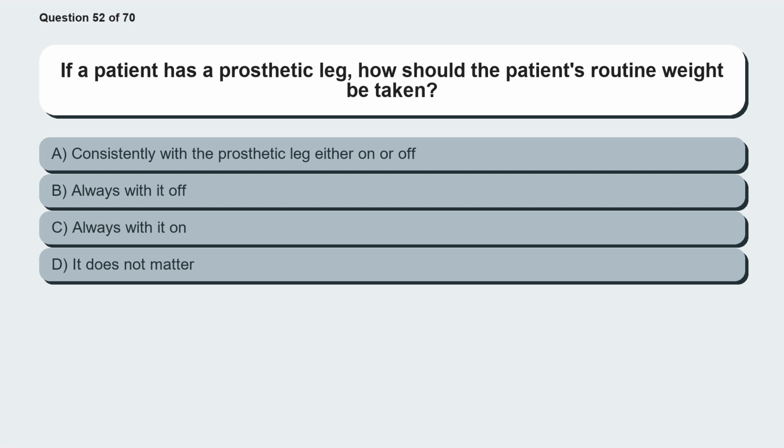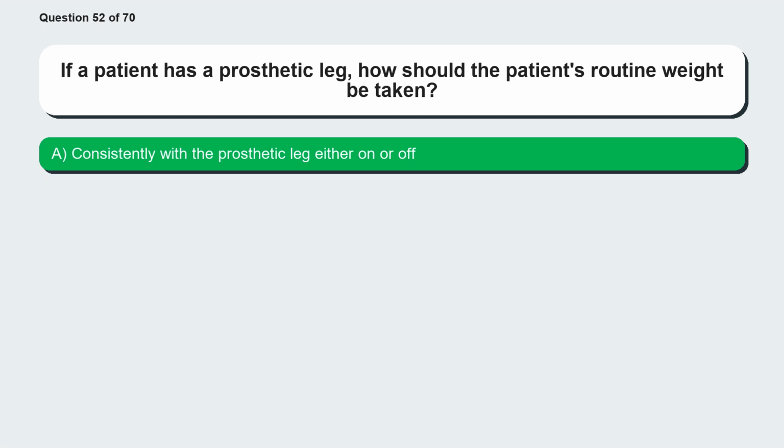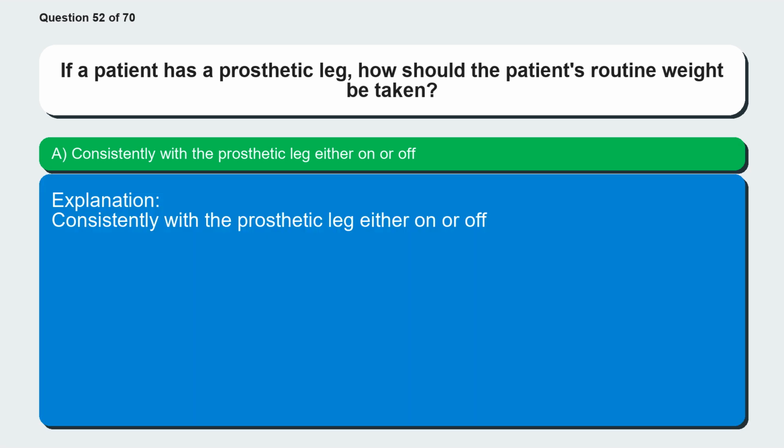Question 52. If a patient has a prosthetic leg, how should the patient's routine weight be taken? Option A, consistently with the prosthetic leg either on or off. Option B, always with it off. Option C, always with it on. Option D, it does not matter. The correct answer is option A, consistently with the prosthetic leg either on or off.